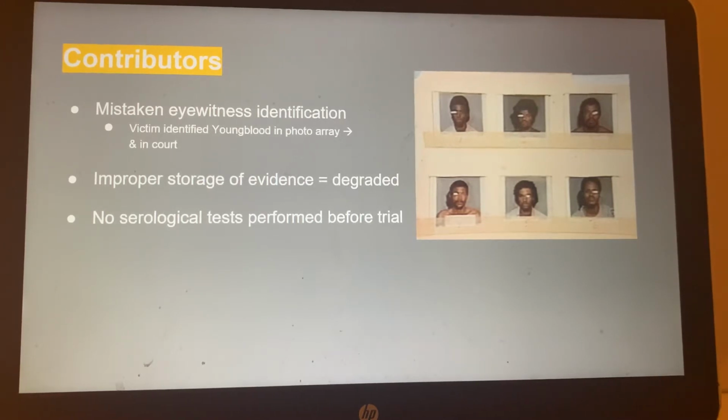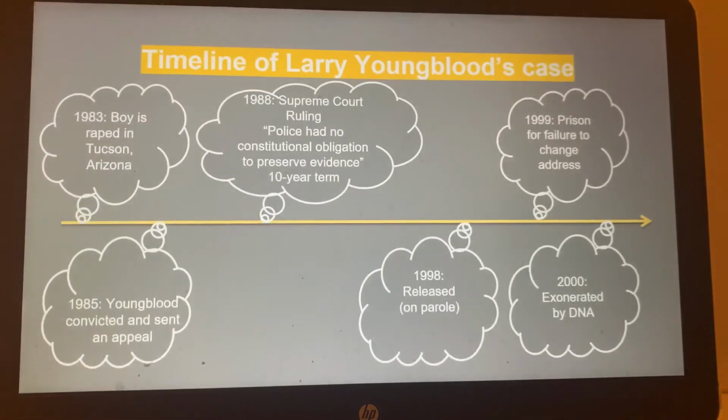So without the evidence, there was really no serological test performed before the trial. Of course, they had some samples from the victim's rectum, but that wasn't enough to prove someone's innocence. So now that we know these contributors, the main ones again being the mistaken eyewitness identification and the improper storage of evidence, back to the timeline.